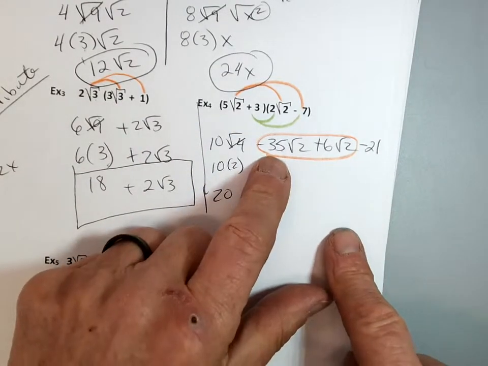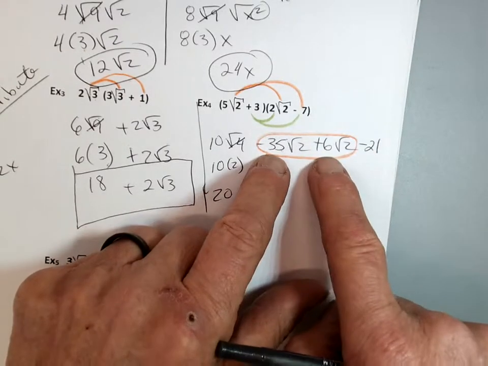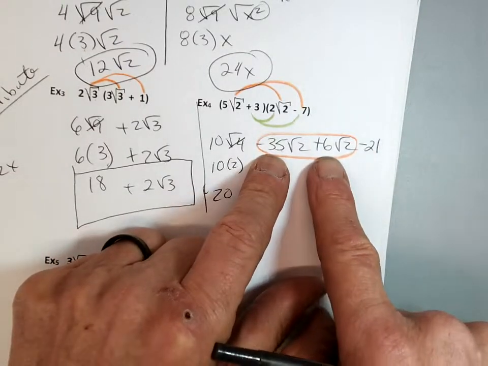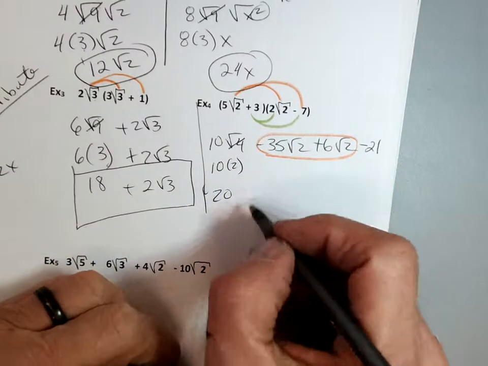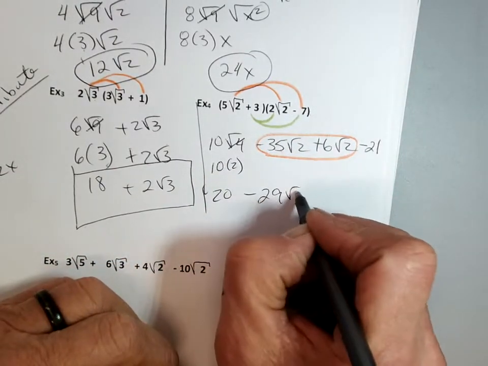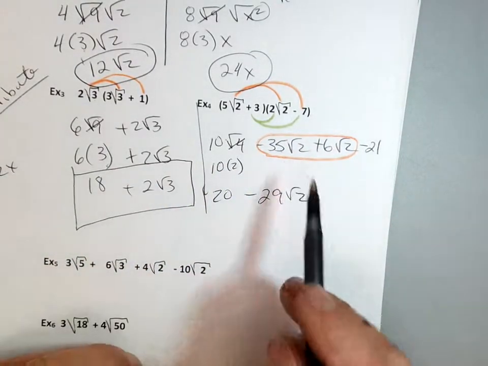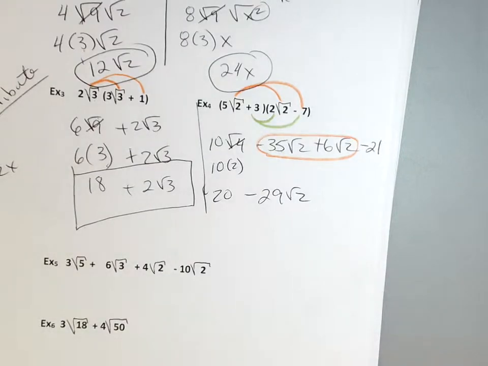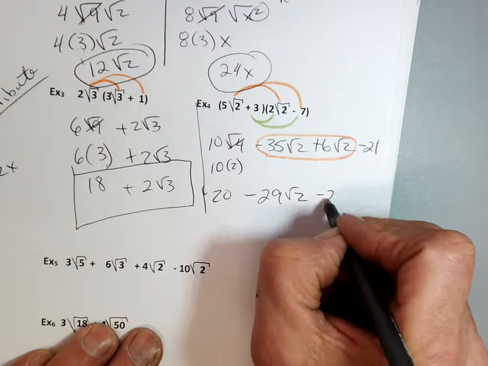Negative 35 square root of 2 plus 6 square root of 2 will make a negative 29 square root of 2. Okay? So I subtracted those because they were the same, right? And then minus 21. I'm just going to bring that down because that's a regular whole number.